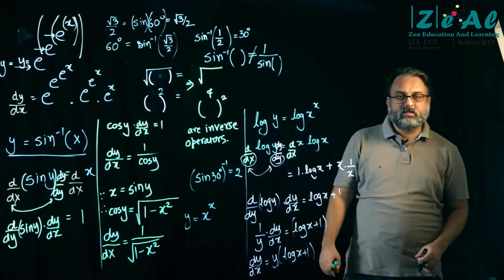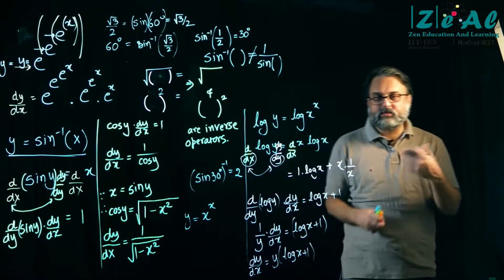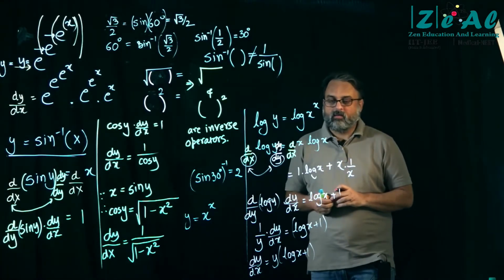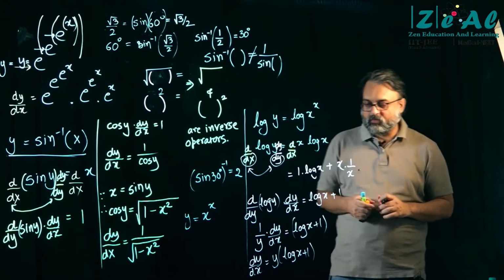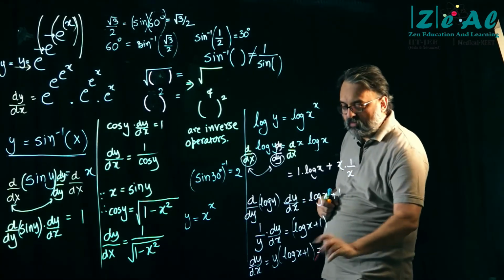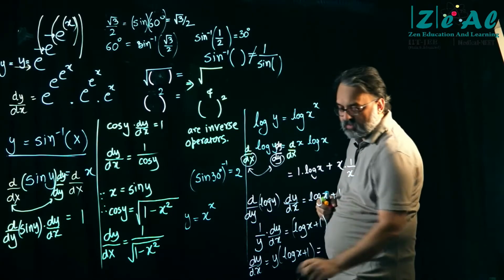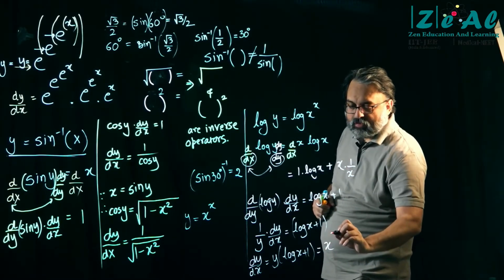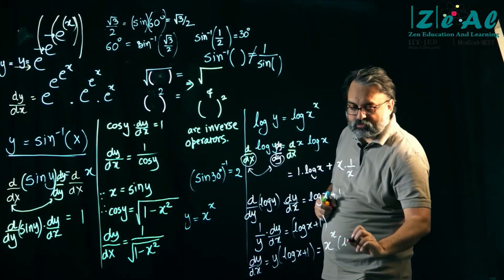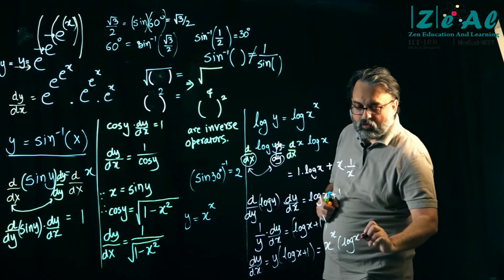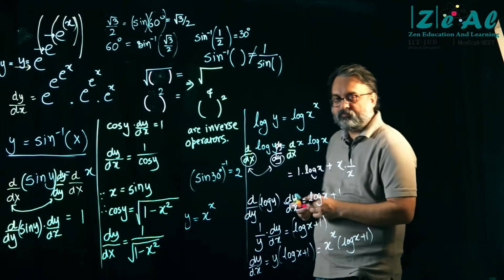Again, like I said, this answer is absolutely correct, but we don't want to write it like this. We want to write it in terms of x. So we know the value of y, x raised to the power x. So the answer is x raised to the power x into log x plus 1.